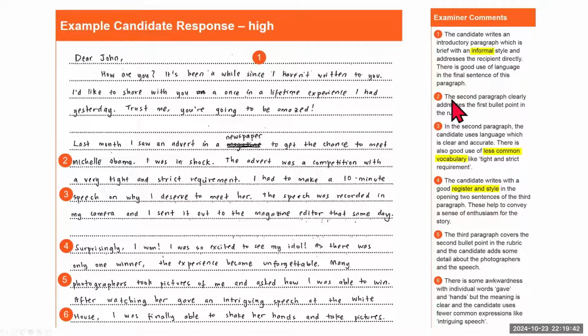So 2, it says here, the second paragraph clearly addresses the first bullet point in the rubric. And 3, in the second paragraph, the candidate uses language which is clear and accurate. There is also good use of less common vocabulary like tight and strict requirement.